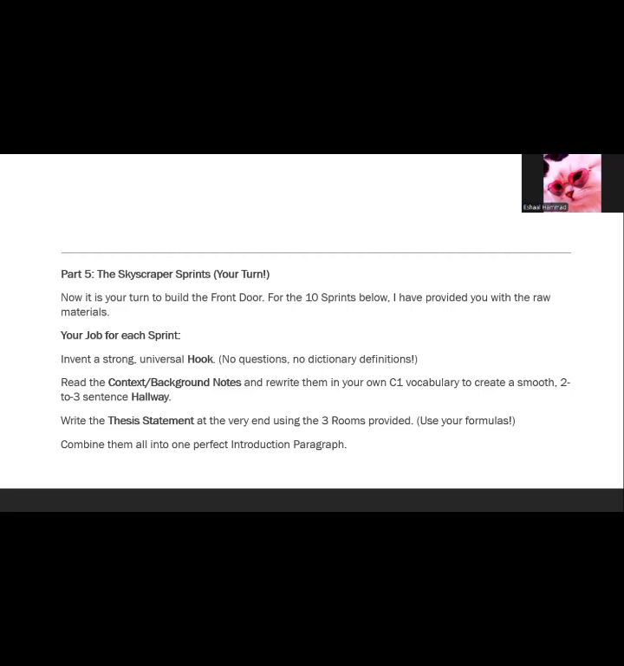Number two, read the context and background notes and rewrite them into your own C1 vocabulary to create a smooth 2 to 3 sentence background. Then write the thesis statement at the very end using the 3 rooms provided. Use your form. We have already worked on making the thesis statement and 2 forms. And then combine them all into one perfect introduction paragraph.